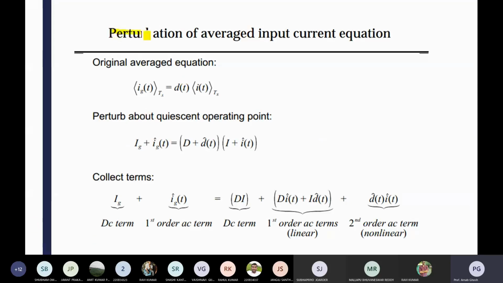Then with the same method you can find out the expression of your input current. You have the average equation of your input current, and finally you are using the perturbation at that quiescent operating point. It is Ig plus ig cap(t) equals D plus d cap(t) into I plus i cap(t). You have multiplied it, so the collected terms will be like that. So it is your DC term, then your AC term, so you are able to find the DC term plus first order AC term plus second order AC term.